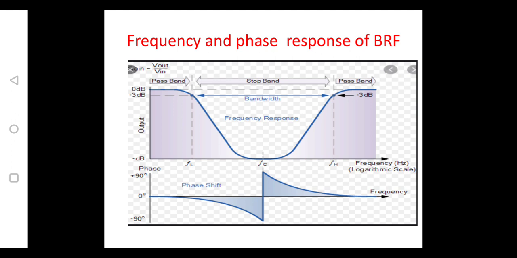This is the frequency and phase response of the band reject filter. Here frequencies lower than the cutoff frequency FL are passed, frequencies higher than the cutoff frequency FH are passed, and it rejects the frequency components between FL and FH. If the FL and FH values are very close, then it is also called a narrow band reject filter or a notch filter.